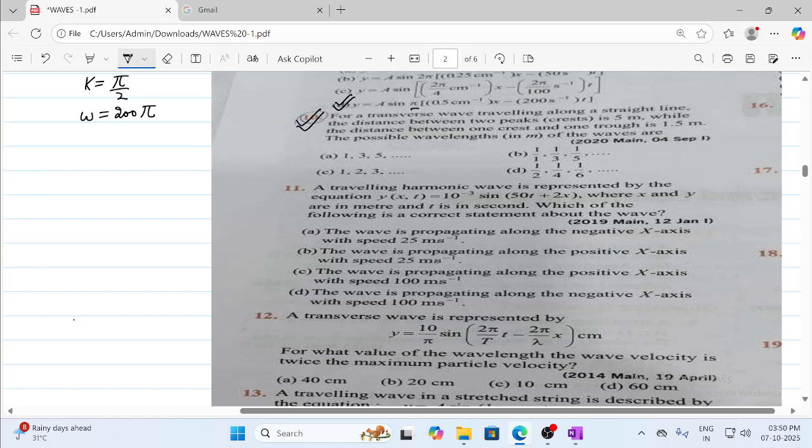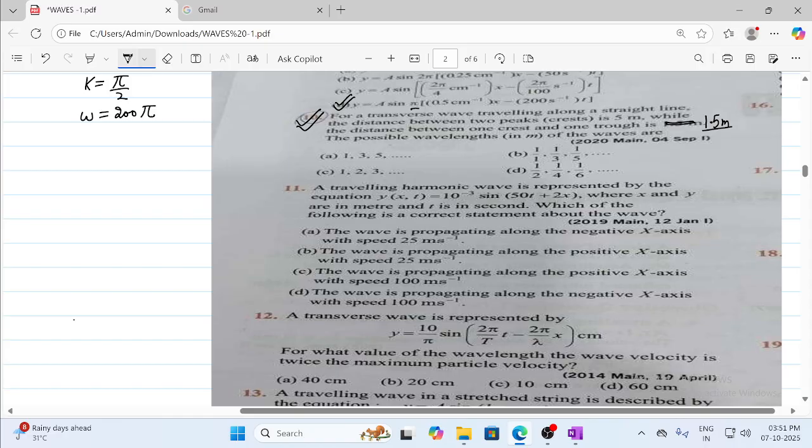Question number 10. For a traveling wave traveling along a straight line, the distance between two peaks is 5 meter, while the distance between one crest and one trough is 1.5 meter. Clear? Maybe that is not 1.5, I think that is 15, right? Then take 1.5. The possible wavelengths of the wave are, how to solve it?